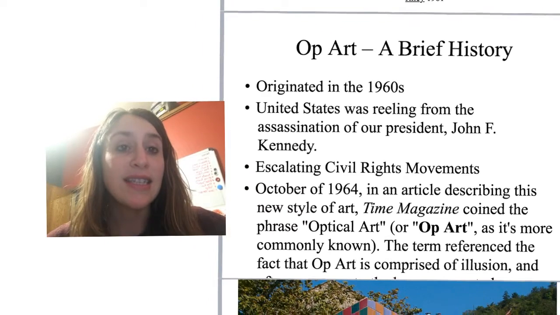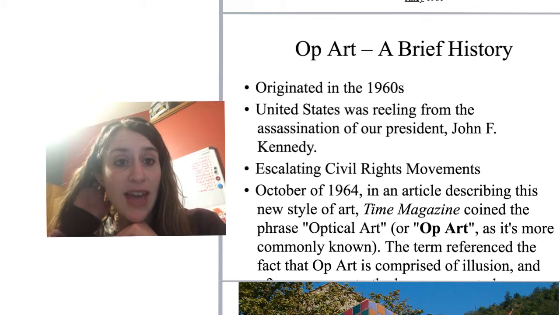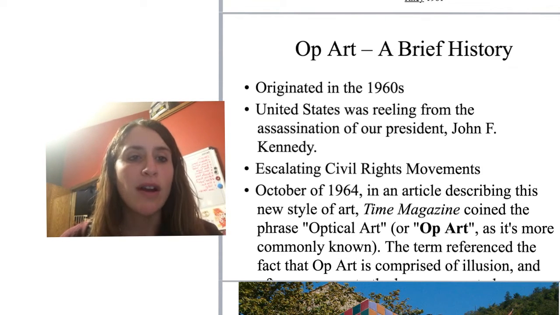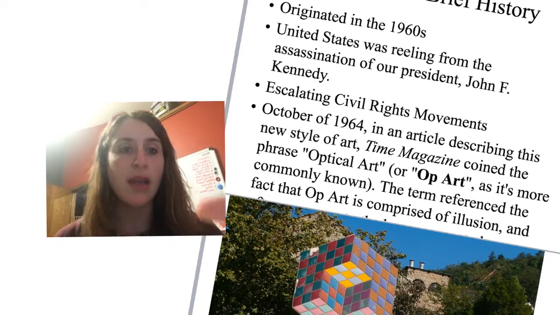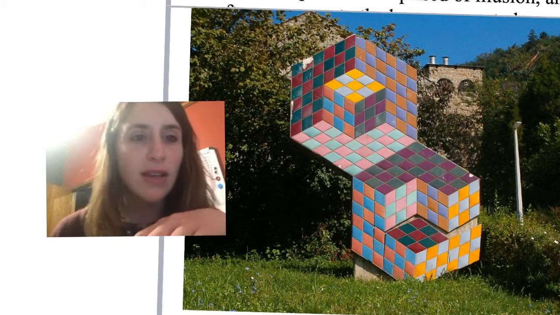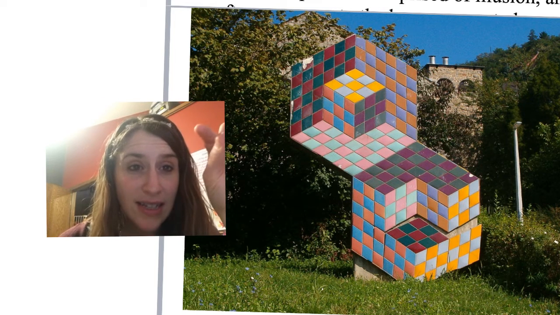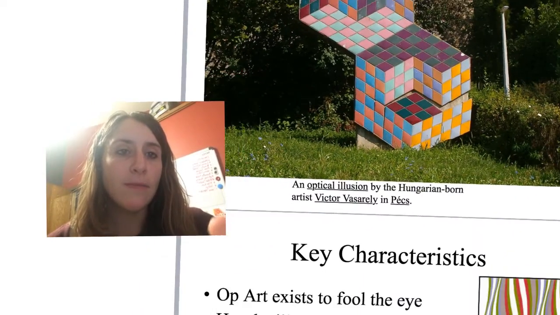So it originated in the 1960s, and the United States was reeling from the assassination of our President John F. Kennedy, escalating civil rights movements. In October of 1964, in an article describing this new style of art, Time magazine actually coined the phrase optical art, or op art, as it's more commonly known. Here's an example of op art. This is all flat, really, but it really gives the impression of space and depth just by the way they sized and shaped and colored the different pieces on here.